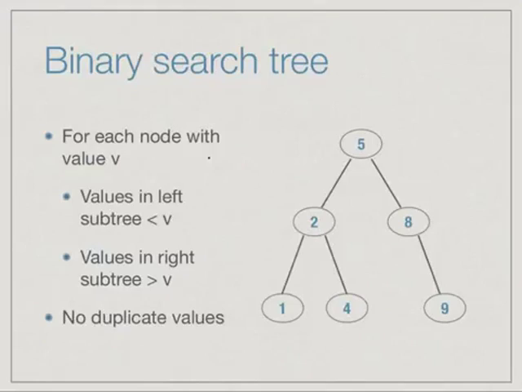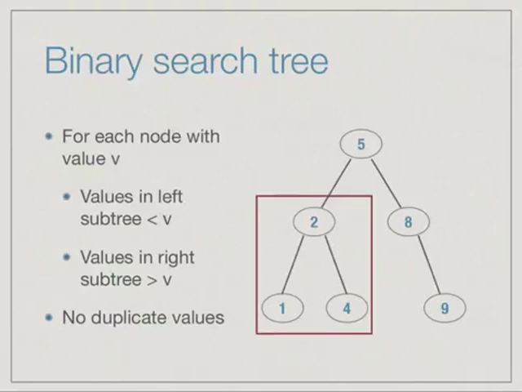So in a binary search tree, we keep exactly one copy of every value. So it's like a set. We don't keep duplicates. And the values are organized as follows. For every node, all values which are smaller than the current node's value are to the left, and all values that are bigger than the current node value are to the right. So here is an example of a binary search tree.